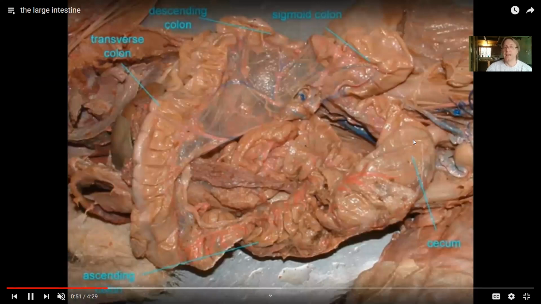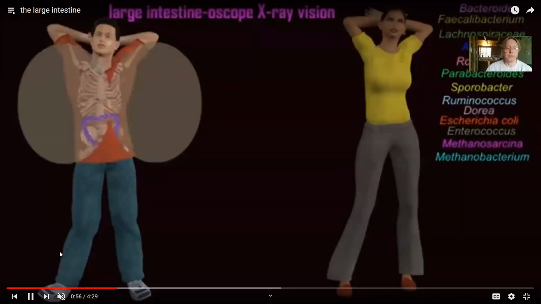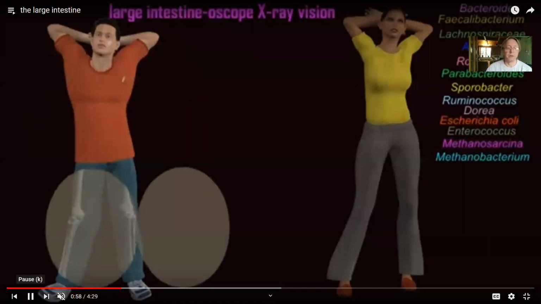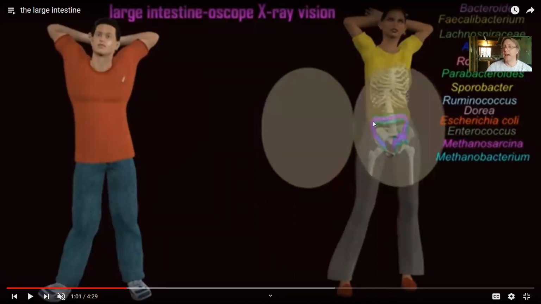So here's the cecum of the monkey, and here in the humans, one can proceed from the ascending colon, transverse colon, descending colon, sigmoid colon, before forming then the rectum.